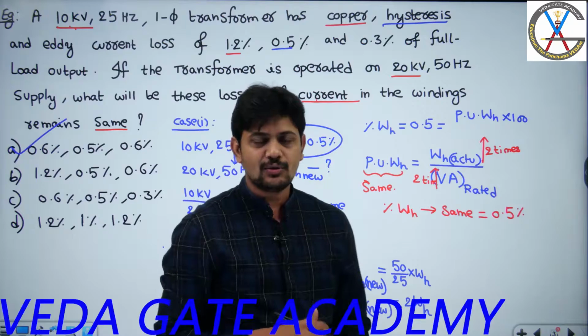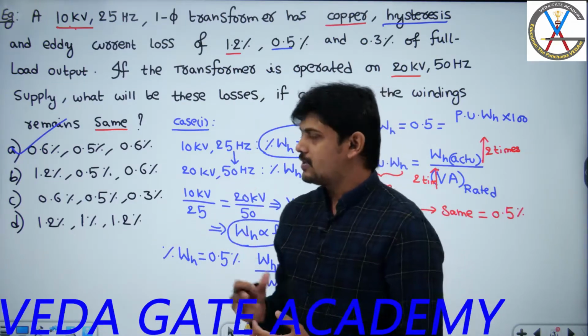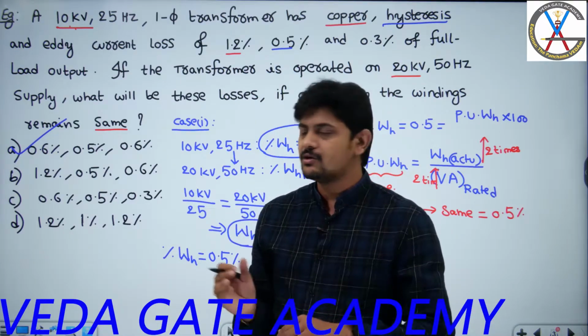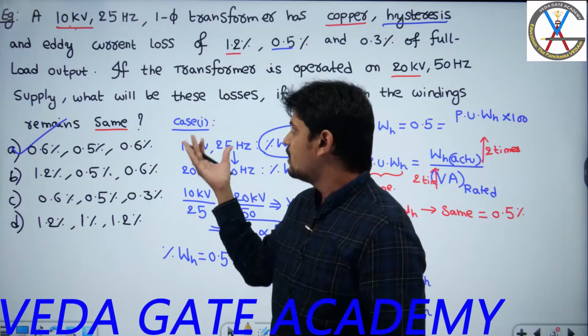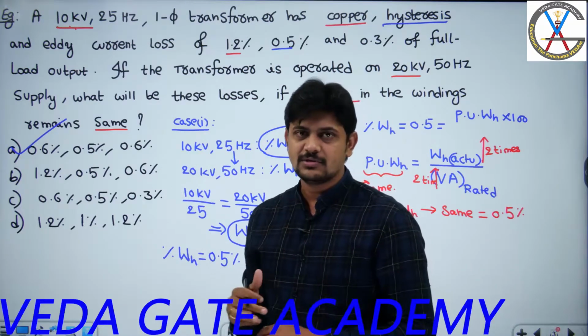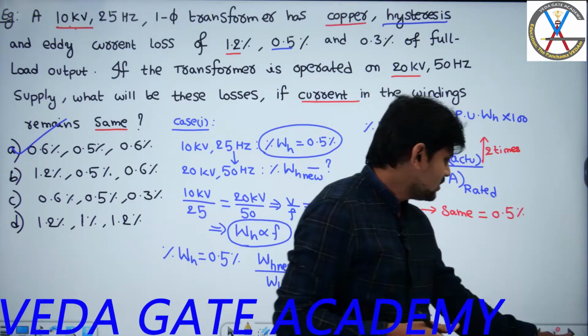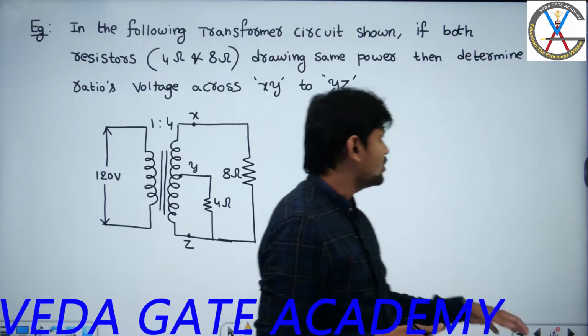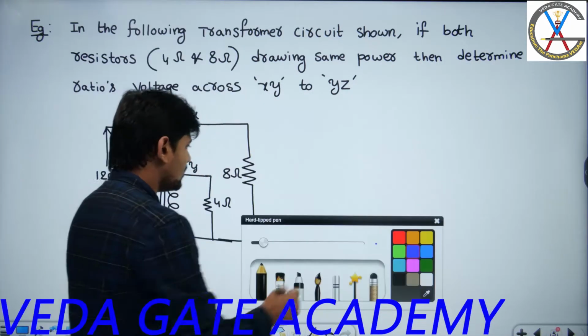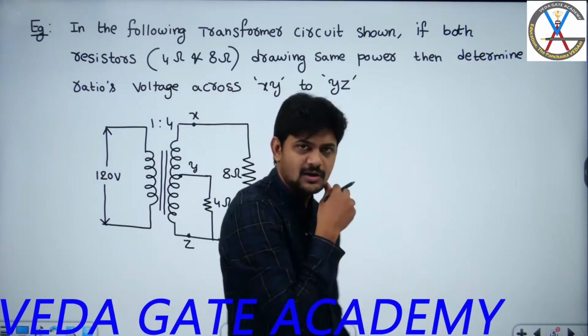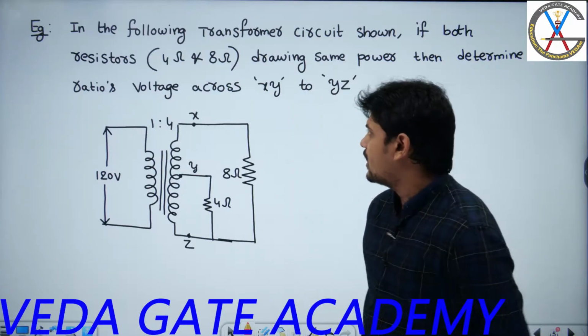So this is how we need to do the analysis of per unit quantities. Okay, so somewhat it is a lengthy question, but if you clearly understand how we need to approach the question, it will be very easy. Right. So once you understand this, let me move on to the next question. This is also a very simple question, but it requires a small analysis.